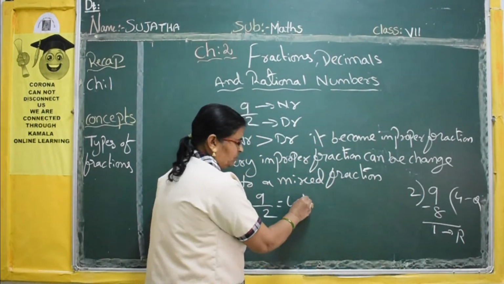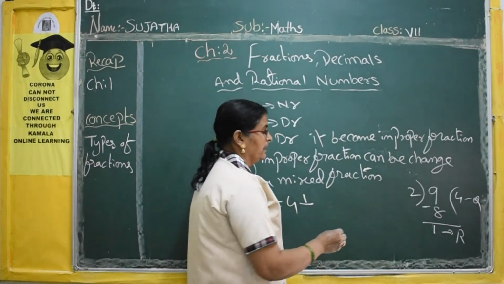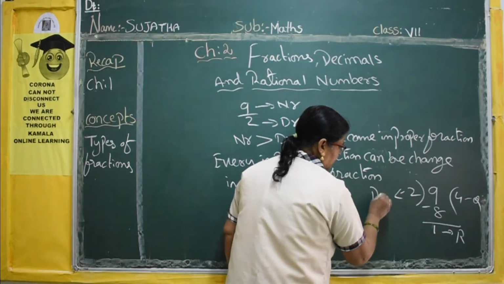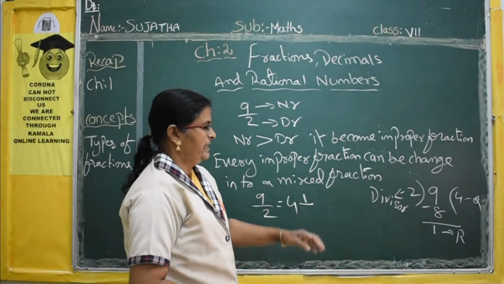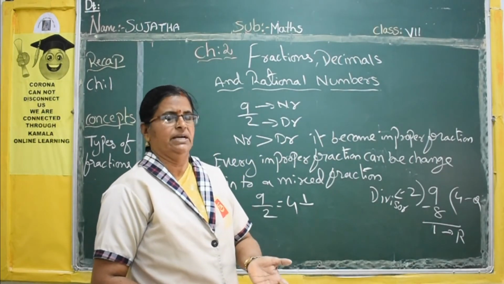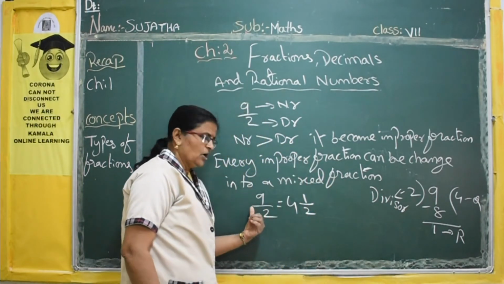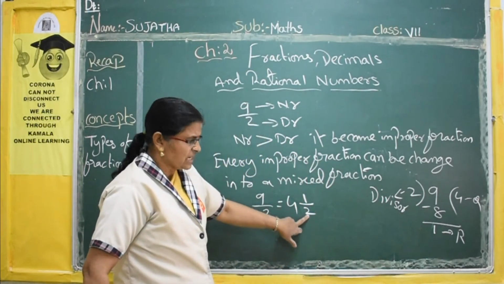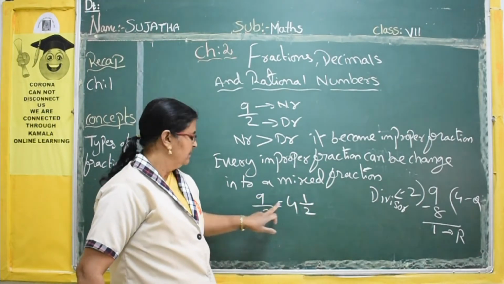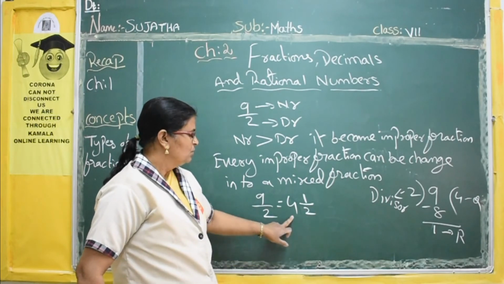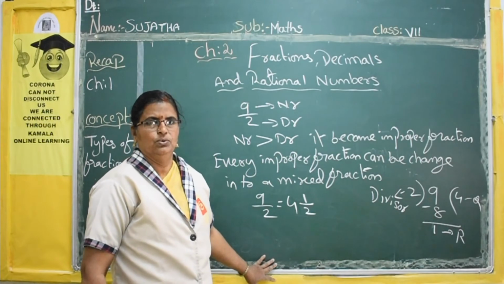The remainder you get, you have to write as the numerator. Then what will you write as the denominator? The divisor. The number by which you are dividing is called the divisor. This is 2, so 2 will come. Now check it. Are you getting the improper fraction? 2 4s are 8, plus 1 is 9. 9 by 2 you are getting, no? So 4 1 by 2 is the mixed fraction of 9 by 2.